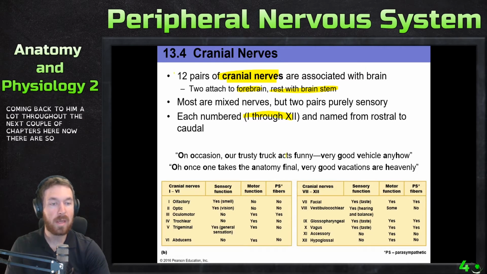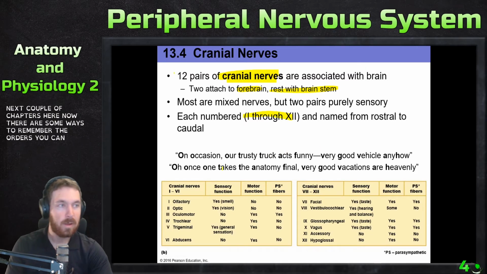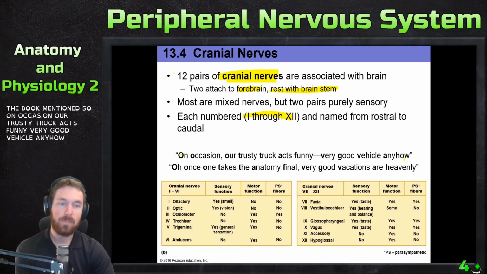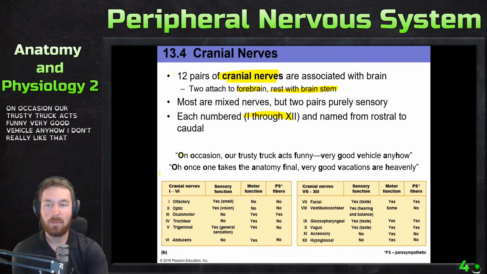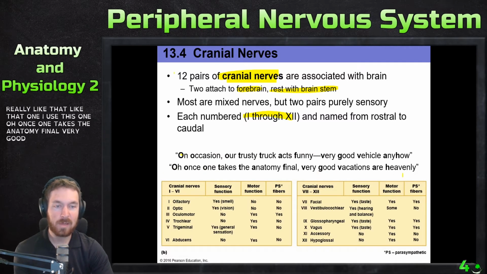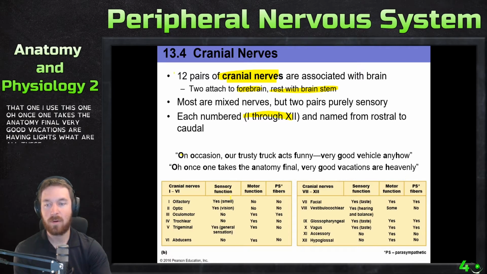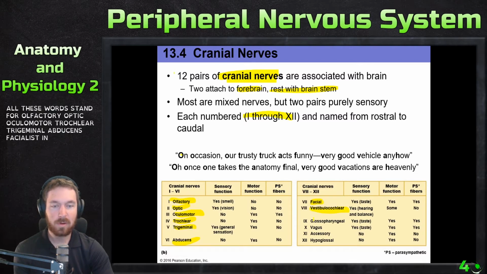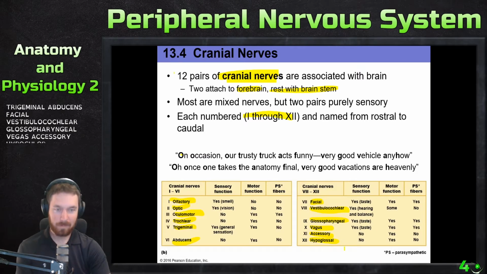Now, there are some ways to remember the order. You can use different mnemonics the book mentions. "On occasion, our trusty truck acts funny. Very good vehicle anyhow." I don't really like that one. I use this one: "Oh, once one takes the anatomy final, very good vacations are heavenly." So what do all these words stand for? Olfactory, optic, oculomotor, trochlear, trigeminal, abducens, facial, vestibulocochlear, glossopharyngeal, vagus, accessory, hypoglossal.